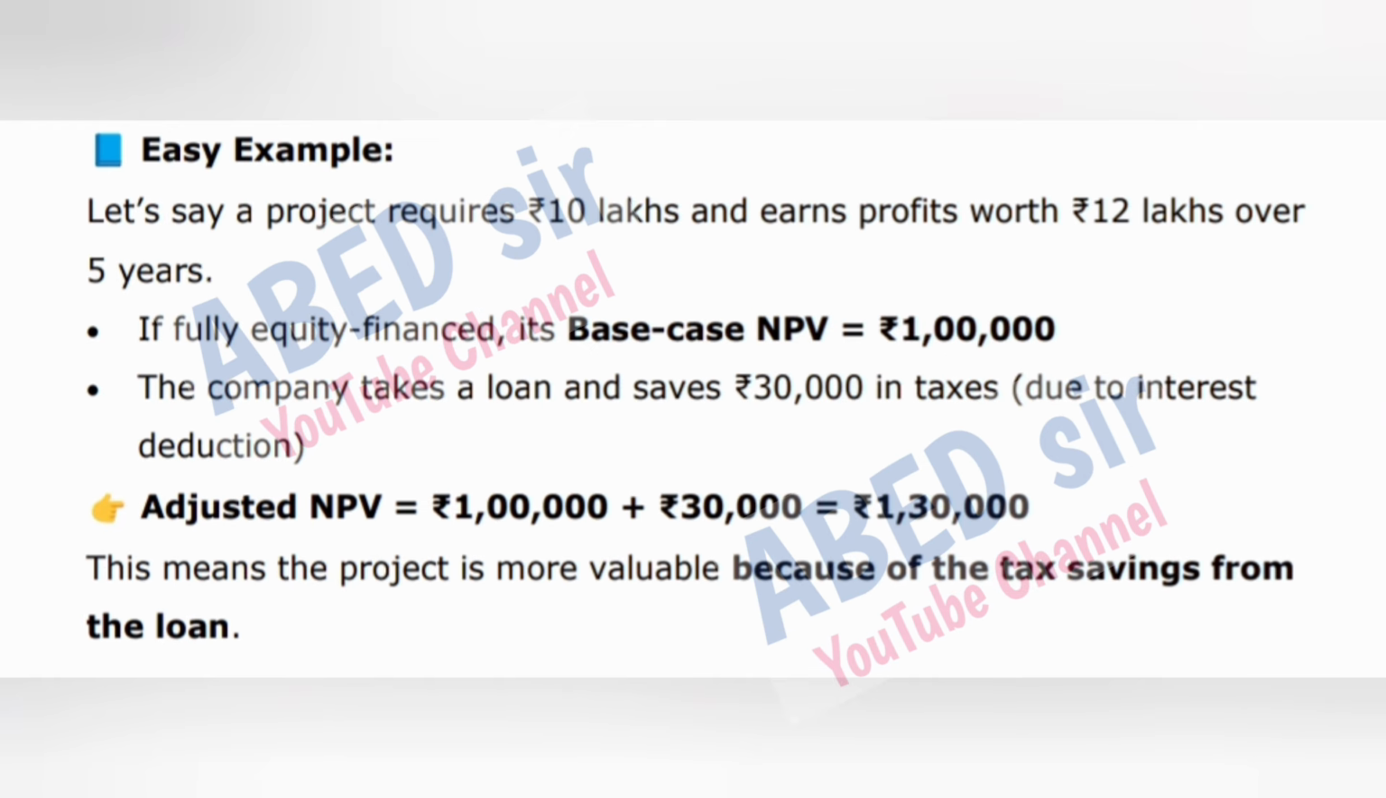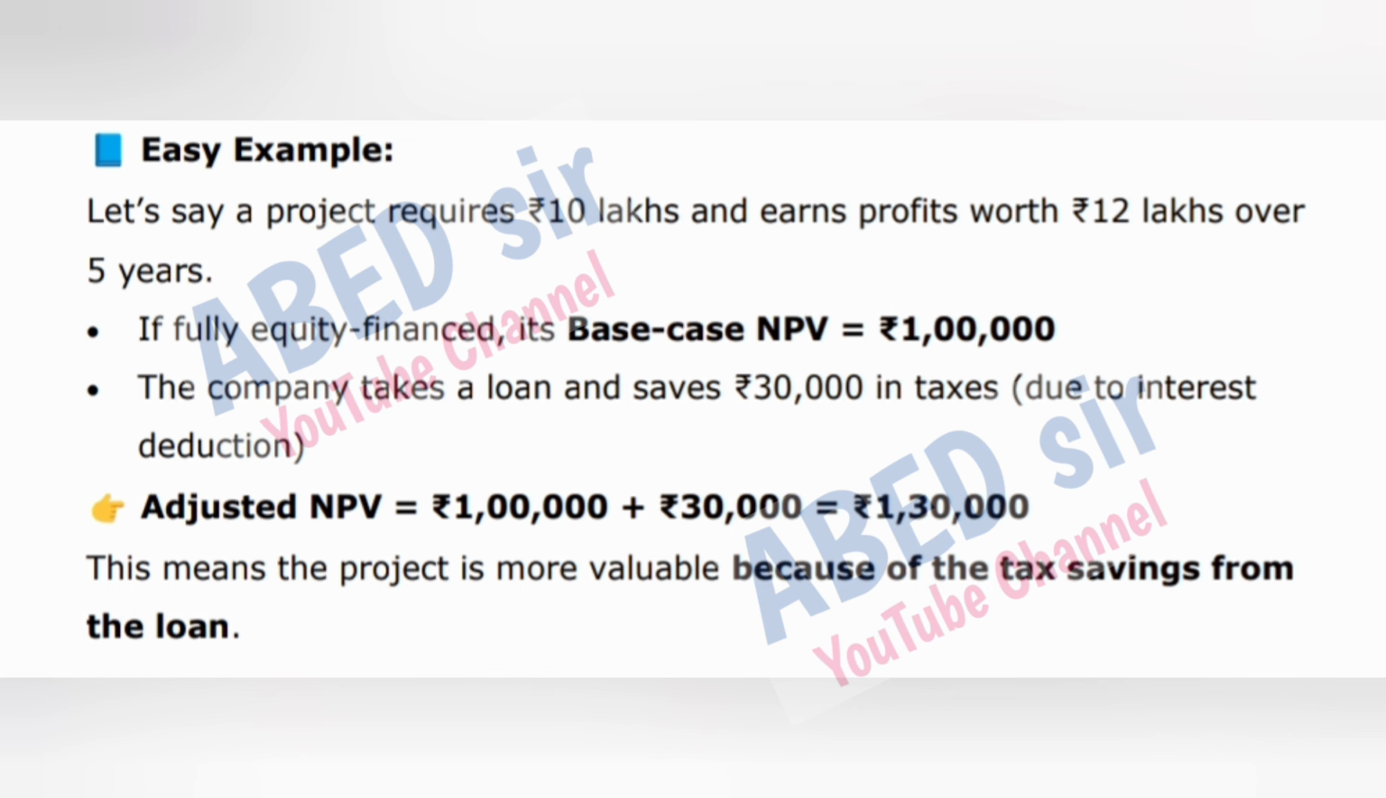Easy example. Let's say a project requires 10 lakhs rupees and earns profits worth 12 lakhs rupees over 5 years. If fully equity financed, its base case NPV is equal to 1 lakh rupees. The company takes a loan and saves 30,000 rupees in taxes due to interest deduction. Adjusted NPV is equal to 1 lakh rupees plus 30,000 rupees, which is equal to 1 lakh 30,000 rupees.